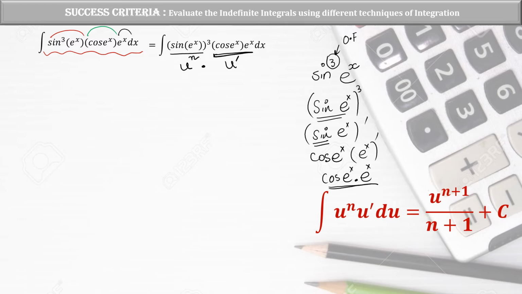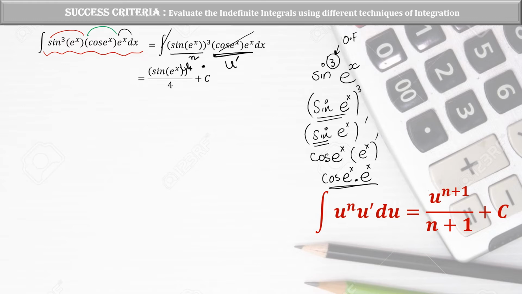We will apply the power rule of antiderivative. That means we will write the inner function as it is, and add 1 in the power. We will ignore the derivative because it is not in our answer or in our antiderivative, and we ignore the integral sign. So we will write sine e to the power x, add 1 in the power, so it is 4, over 4, plus c.